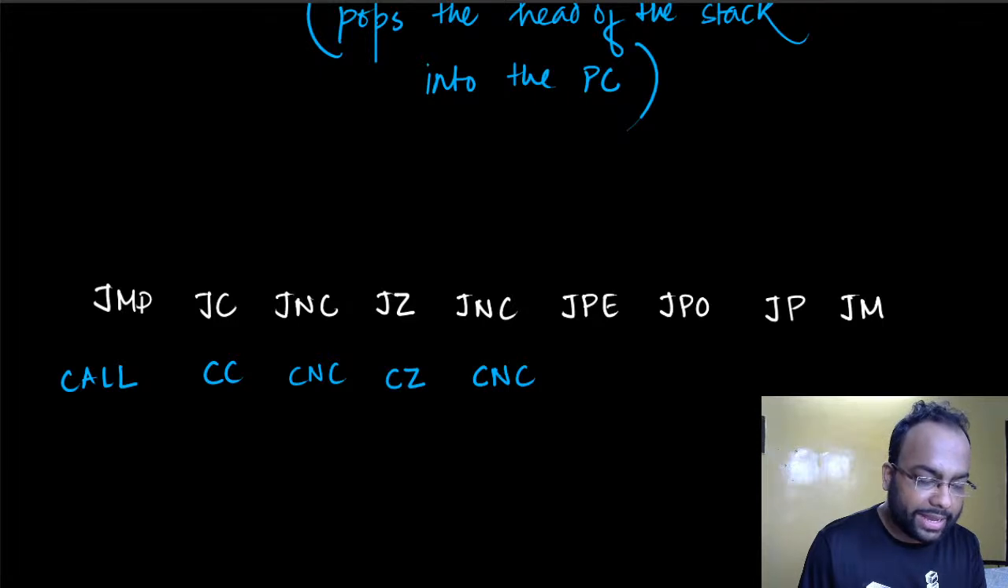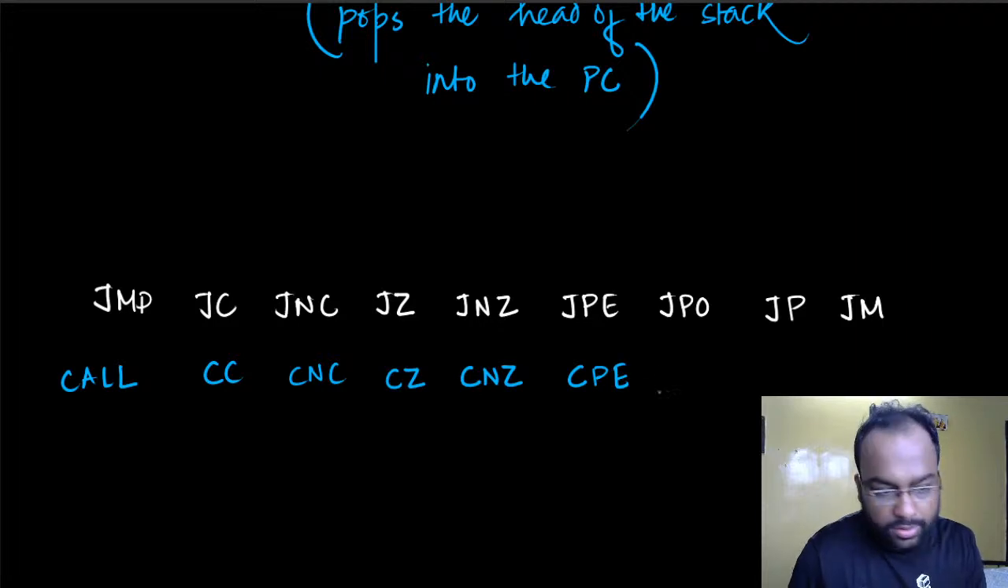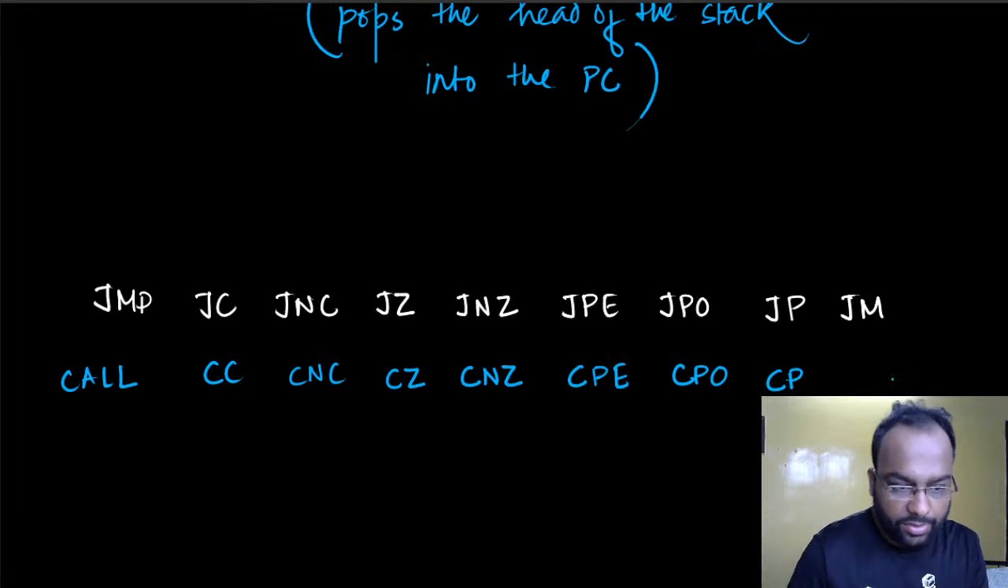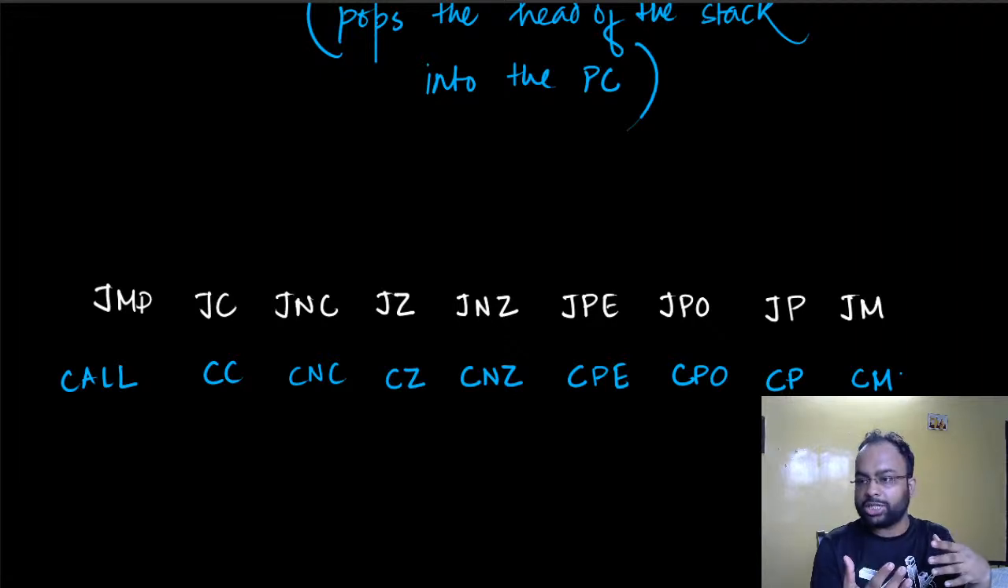I was supposed to say jump if not the zero flag has been set, right? So call if the zero flag has not been set. Call if parity even. Call if parity odd. Call if the result is positive. Call if the result is negative. So you have a complete set of jump instructions and call instructions, and they happen to do the same thing, very similar. Okay, jump instruction, what did it do?